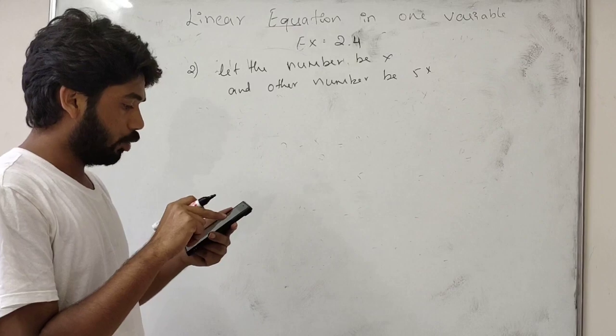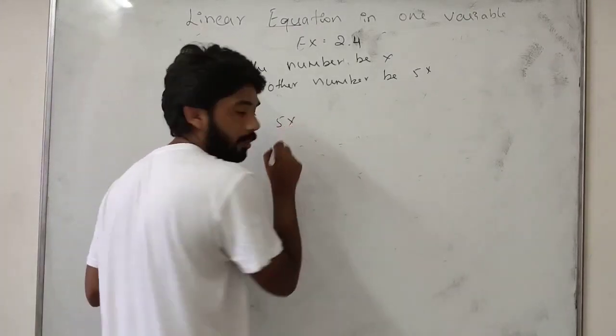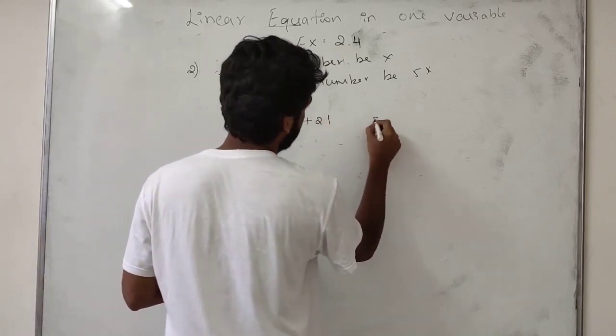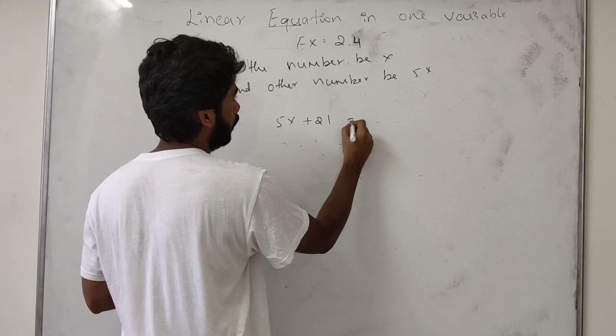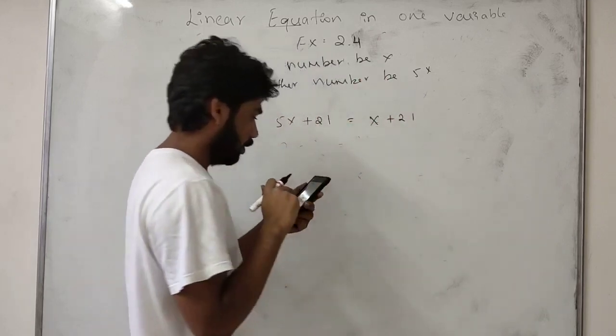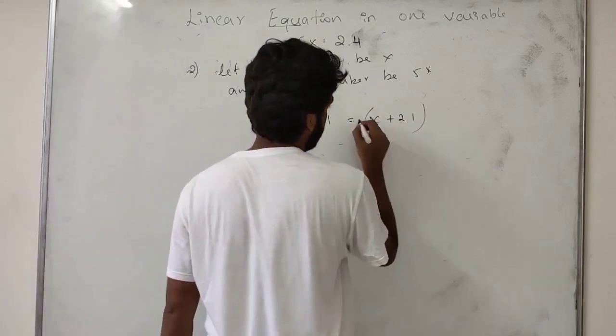If 21 is added to both the numbers, we will take 5x as one number. We must add 21 to it. Then to the other number, 21 is added. If one of them becomes 2 times the other, it will be 2x.